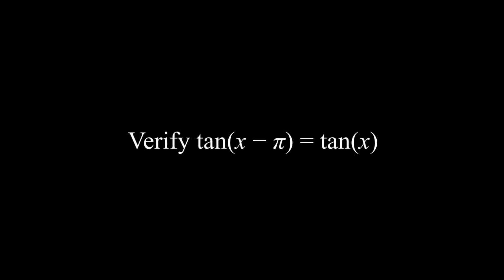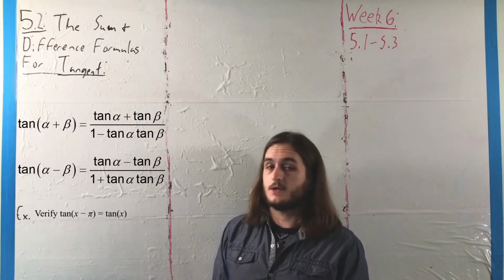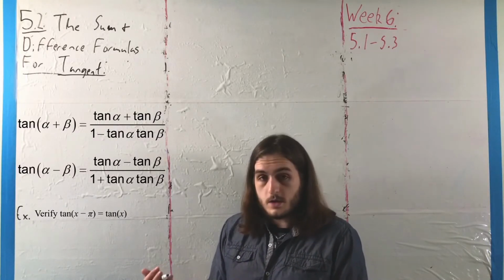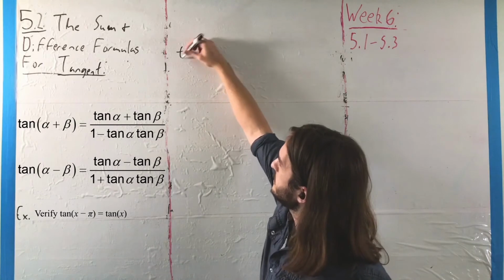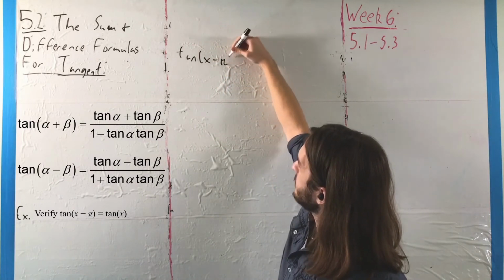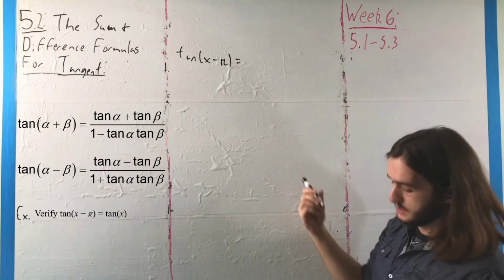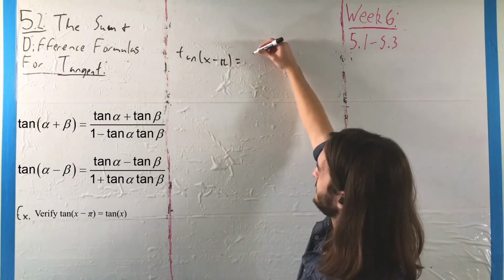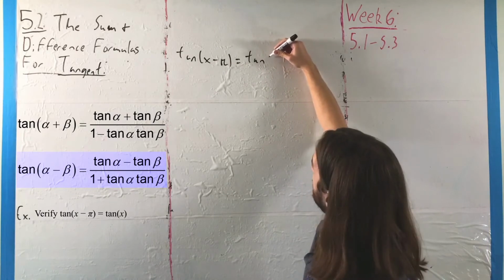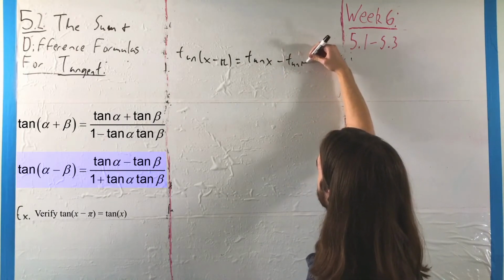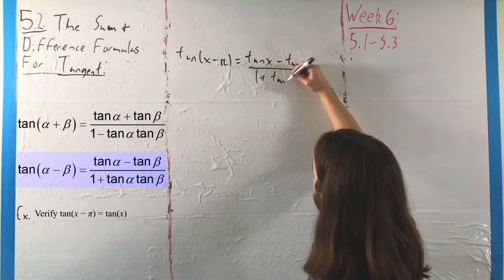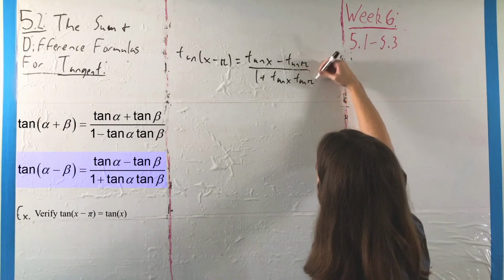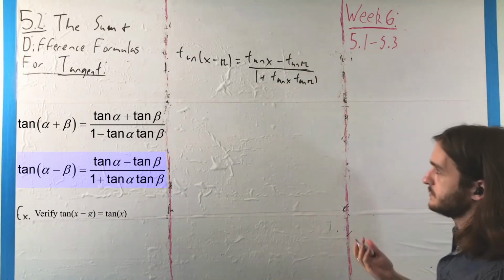So, if we want to verify that tangent of x minus pi is equal to tangent of x, that is, if we want to show that the period of tangent is pi, as we've said before, we can use these formulas. We can take that value for tangent of x minus pi and pull it apart in terms of that difference formula, where we would get tangent of x minus tangent of pi divided by 1 plus tangent of x tangent of pi. Just apply the formula directly.